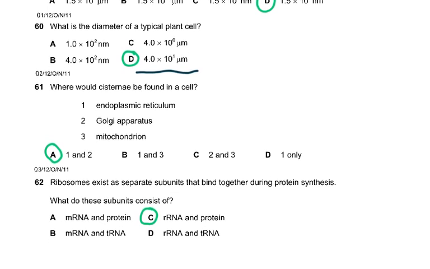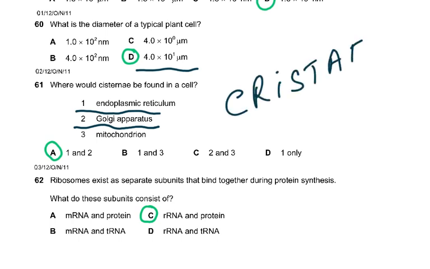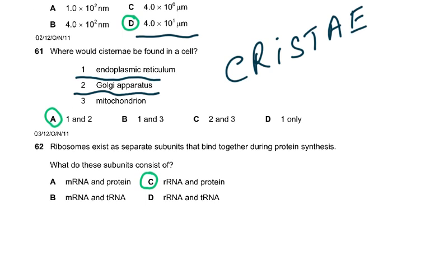Where would cisternae be found inside a cell? Cisternae are found in the endoplasmic reticulum and the Golgi. Please remember there's something known as cisternae and there's something known as cristae. Cristae is in the mitochondria. Ribosomes exist as separate subunits that bind together during protein synthesis, and they're made of ribosomal RNA and protein. You might not have studied this as yet.